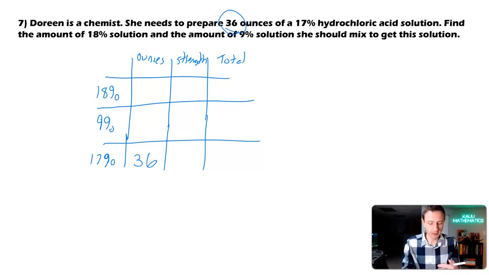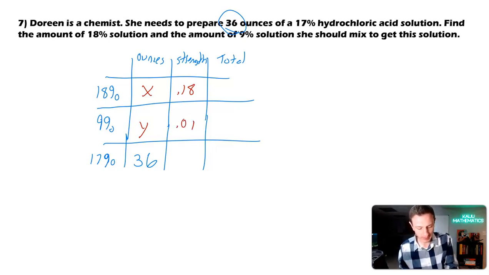But I don't know how much of each I'm mixing. I know I need 36 in the end. So I could say x ounces of 18% solution plus y ounces of 9% solution is going to give us the 36 total. Then the strength is the decimal value of our strength here. So 18% is 0.18. 9% is 0.09, not 0.9. 0.9 would be 90%, but 0.09. Then the total would be 0.18 times x, 0.09 times y, and, oops, sorry, I forgot the last one, 0.17. So this is going to be 36 times 0.17.